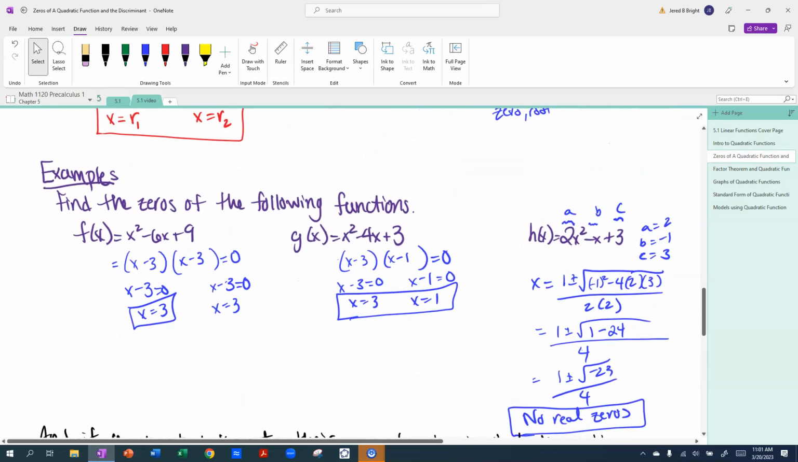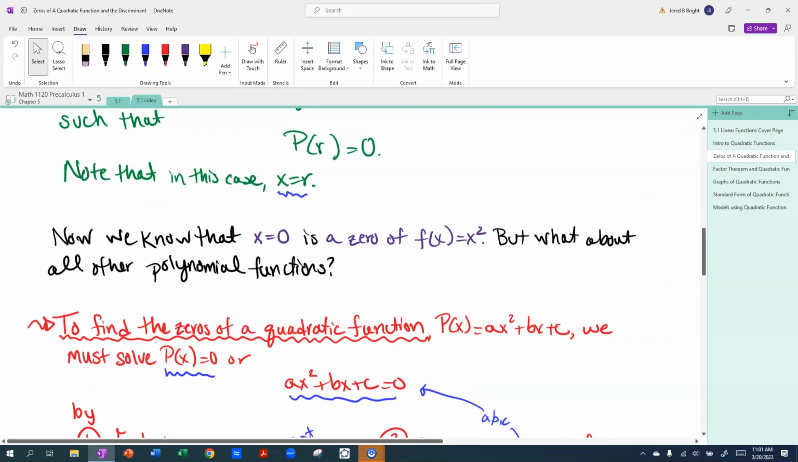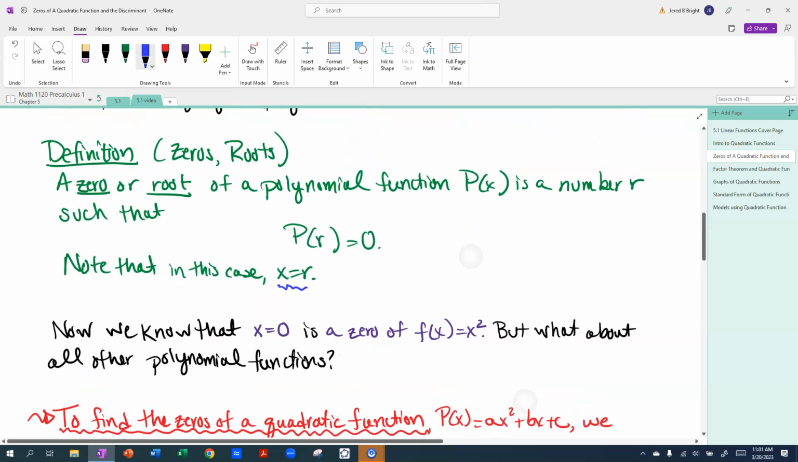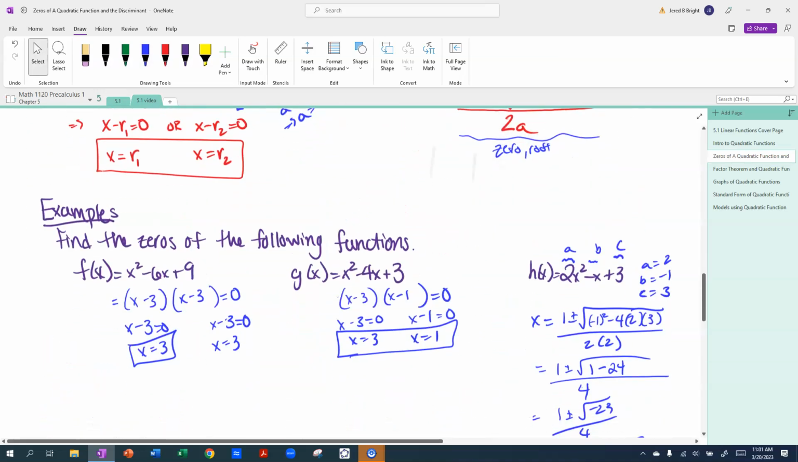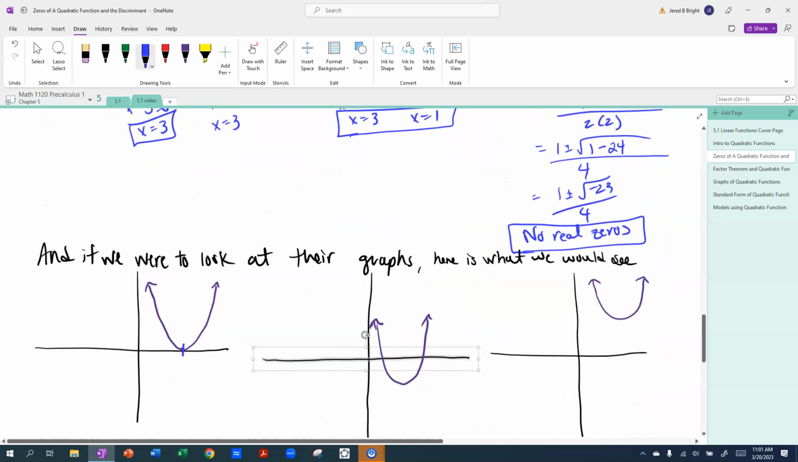Now, how does this connect to the graph? Zeros are the places where, if we look at the definition, we put in an x value and our y value is 0. So we get the point r comma 0 on a graph. In the case of one real root, I have my real root right here. So this is my 3. This is my value of r. In the case of 2 real roots, I have it intersecting the horizontal axis twice, at 1 and 3 in this second case.